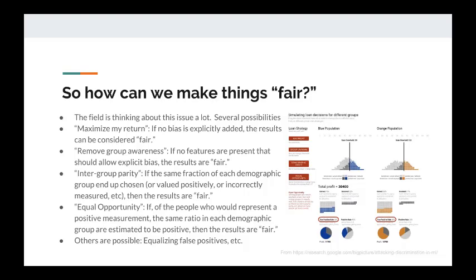Others are possible too. You could equalize false positives, for example, which would say, if you're not going to pay your loan back, some of you will still get loans, even if you're not going to pay it back in the end. And we want to make sure that one of the groups is not overly advantaged in terms of getting loans when they kind of shouldn't get them. So that's another way to go. So there are at least five possible things that different people at different times will call fair.